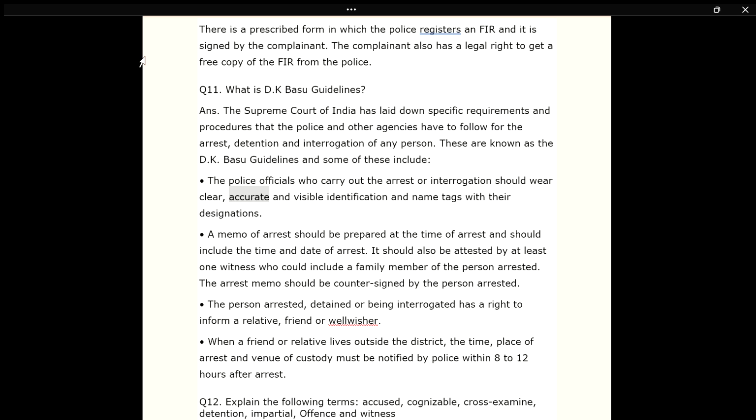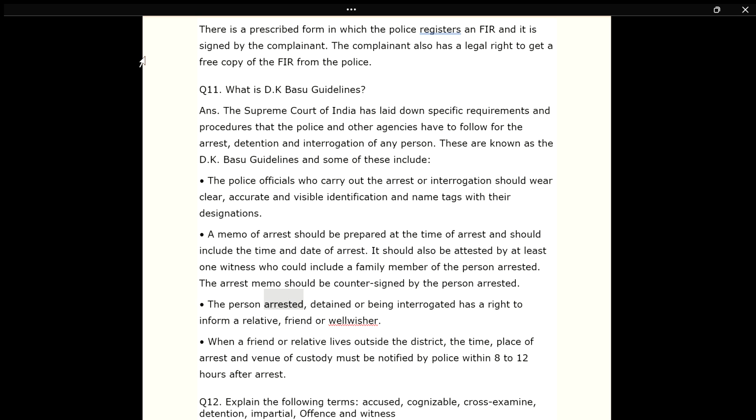clear, accurate and visible identification and name tags with their designations. A memo of arrest should be prepared at the time of arrest and should include the time and date of arrest. It should also be attested by at least one witness who could include a family member of the person arrested. The arrest memo should be countersigned by the person arrested.